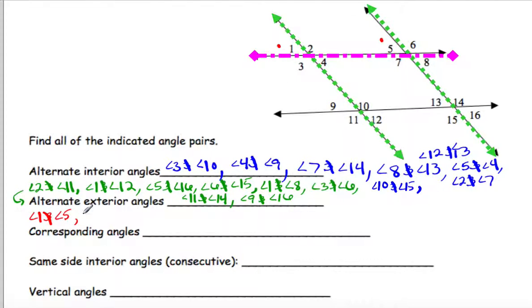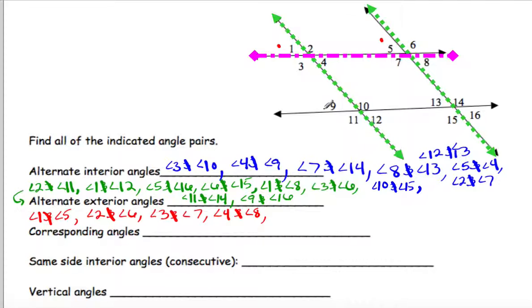Angle 2 would correspond with angle 6, above the pink and to the right of the green. Angle 3, which is under the pink and to the left of the green, would correspond with angle 7, and angle 4, which is below the pink and to the right of the green, would go with 8, which is below the pink and to the right of the green. Those are corresponding sets just with this top line.